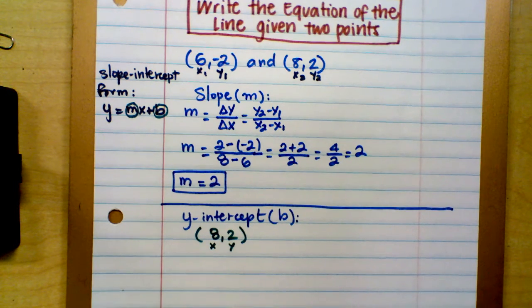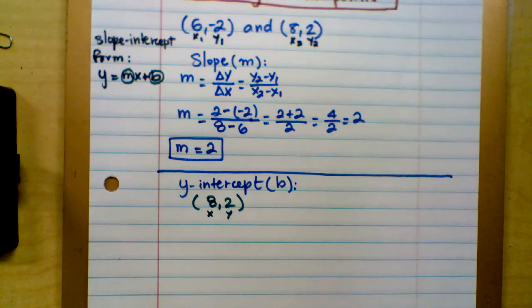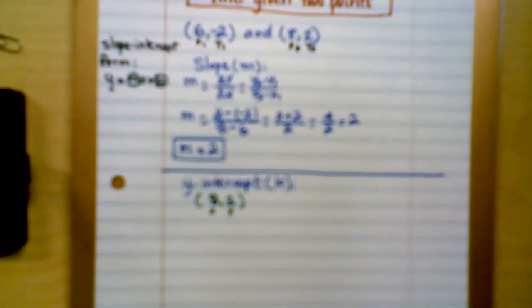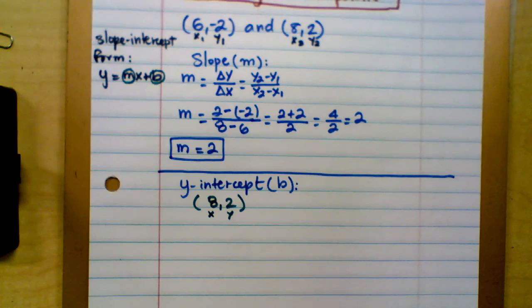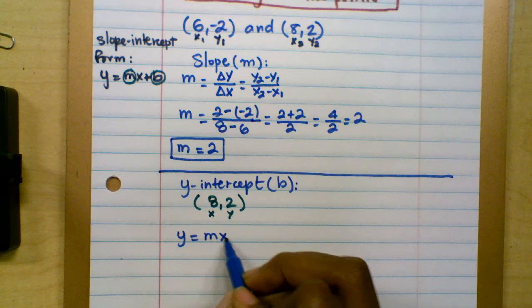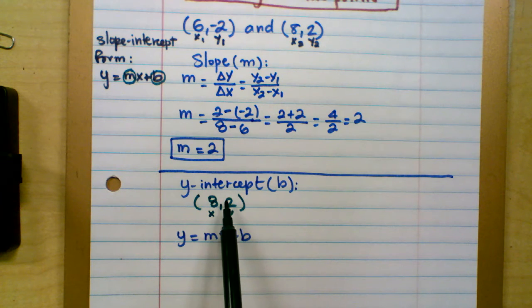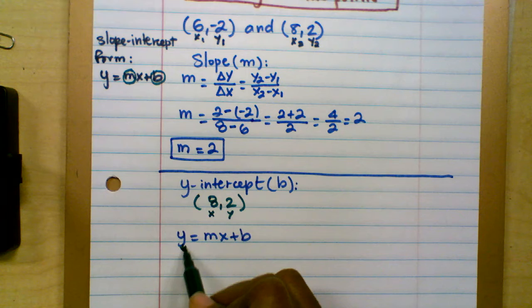Now, what's the next step? You're going to write the equation of a line in slope-intercept form. So it's going to be y = mx + b. Let's plug in the numbers. Do you know the number for y? Yes, we find that y is 2. So I'm going to write 2 here.